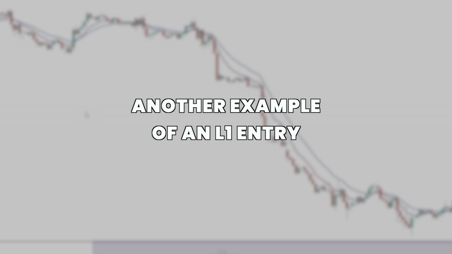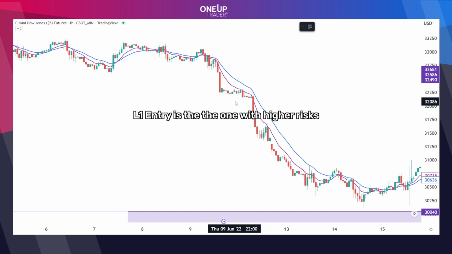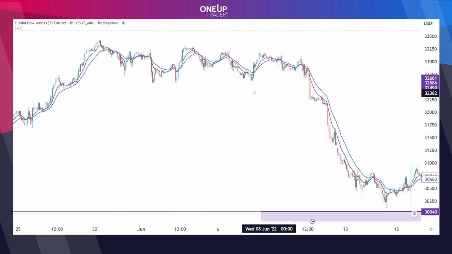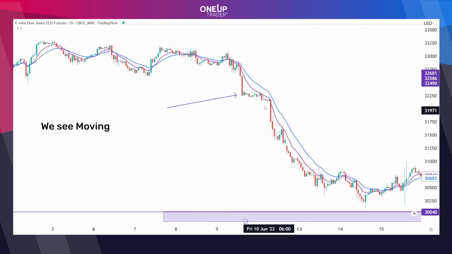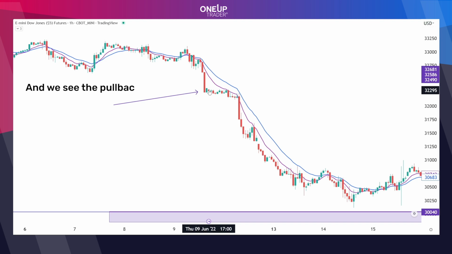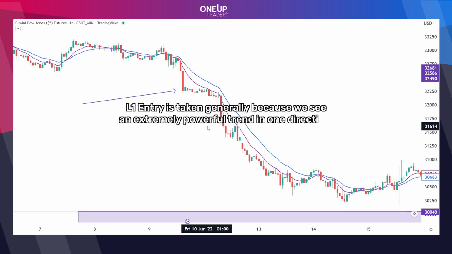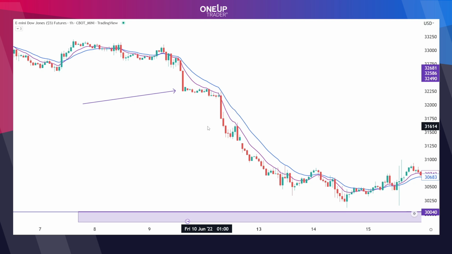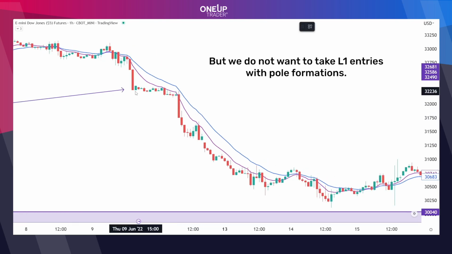All right, traders, I want to give just one more example of the L1 entry. And again, just keep in mind, the L1 entry is the riskiest of all the entries, but I did want to show it to you just in case. Now, here's an example of us seeing a clear lower low being formed. At this point, we see a clear lower low, we see the moving averages diverge as well, and we see the pullback, even though it's a flat consolidation period, the pullback is of extremely small candles. Now, when the L1 entry is taken, it's generally because we see an extremely powerful trend in one direction. But again, with that being said, we do not want to take L1 entries when we see pole formations.